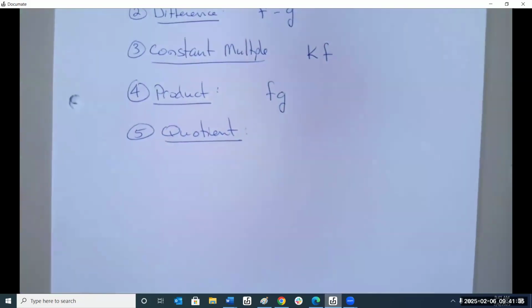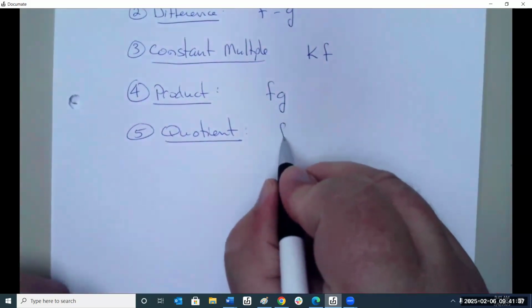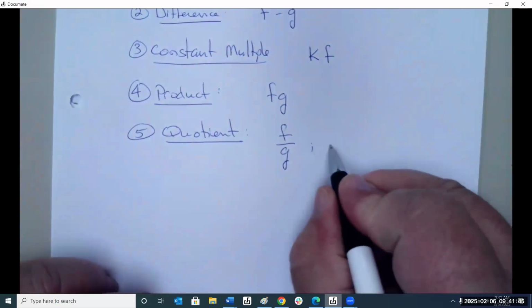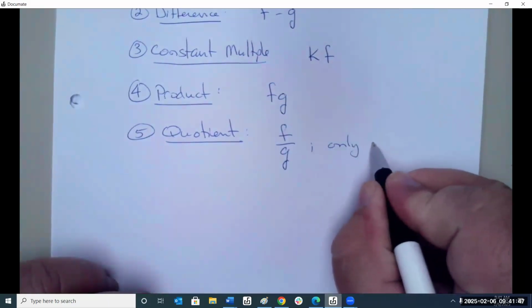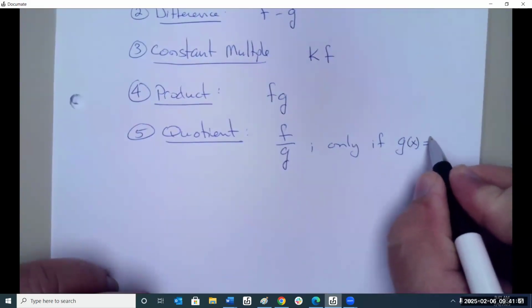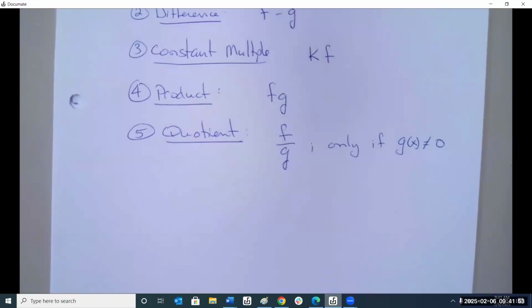Quotient, f over g, only if the function on the bottom does not equal 0.